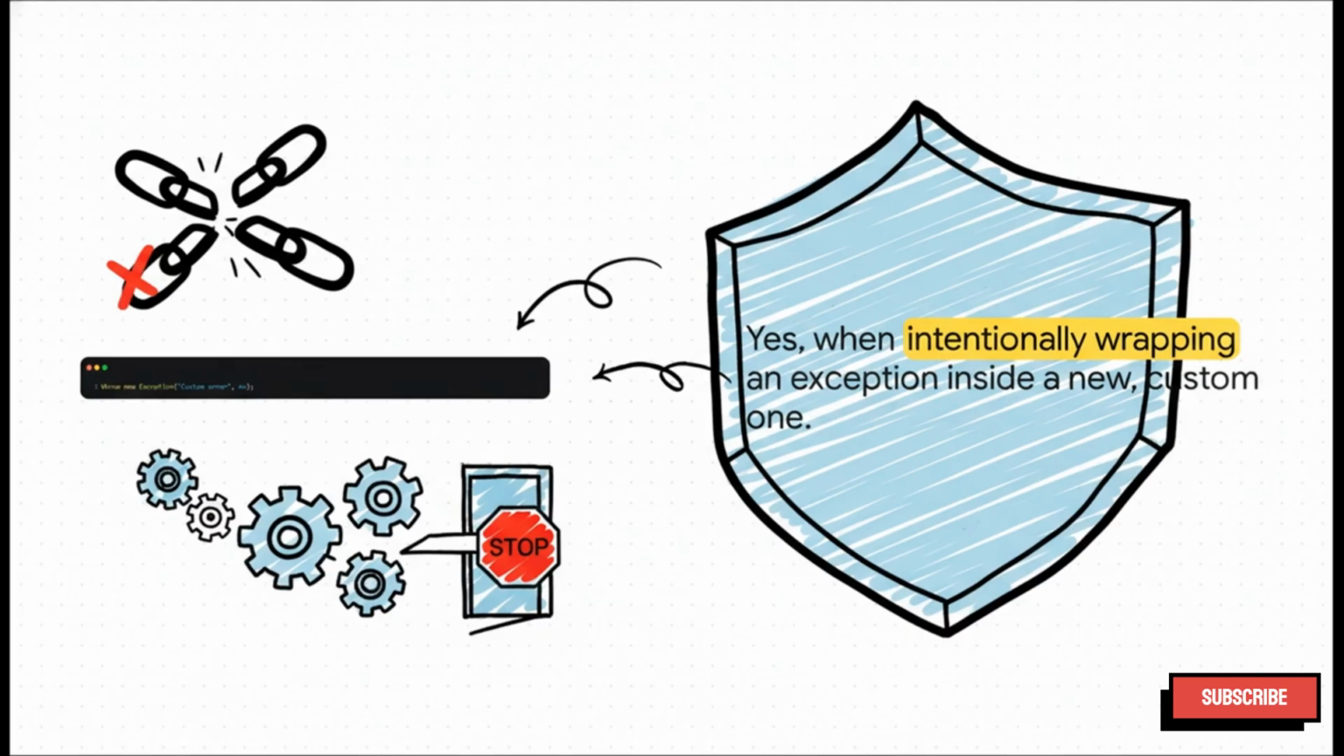You're creating a new exception, and you pass the original one, x, as the inner exception. This is a conscious design choice. You might do this, for example, to hide the messy details of a database error and show a cleaner, more user-friendly application error instead. You're hiding the internals, but you're still keeping that original trace tucked away inside for logging.